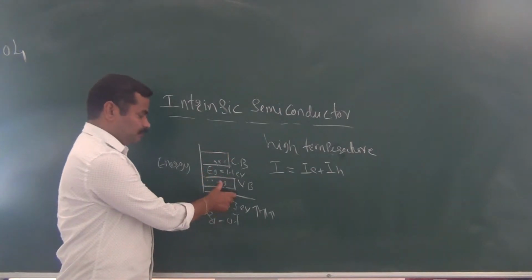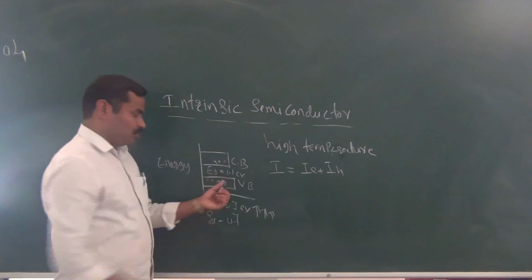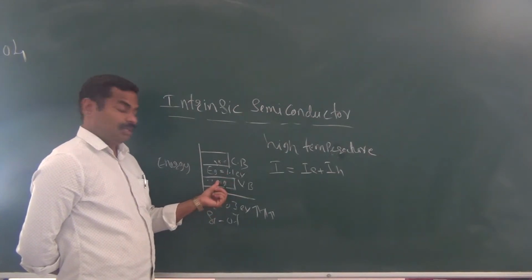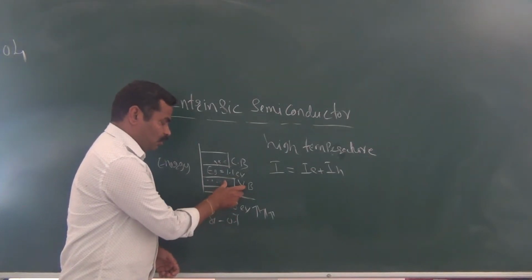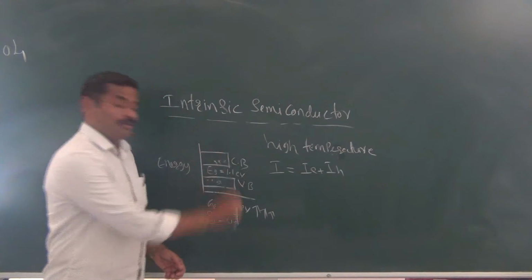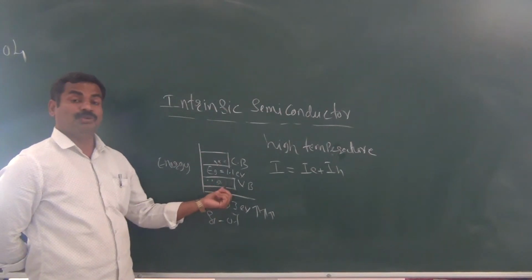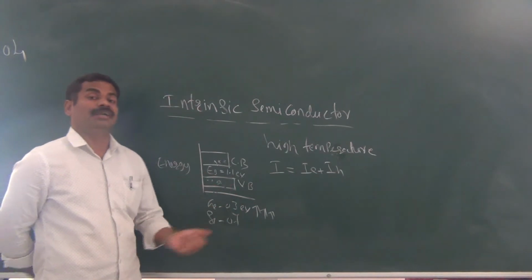And once again, here there is some electron. This hole is there. Once again, what will this hole do? It will attract the neighboring electron. Then this bond is completed, and then it becomes a hole here. Like that, the holes are moving in the valence band in the opposite direction to the electron movement. The holes are moving in the opposite direction to the electron movement.